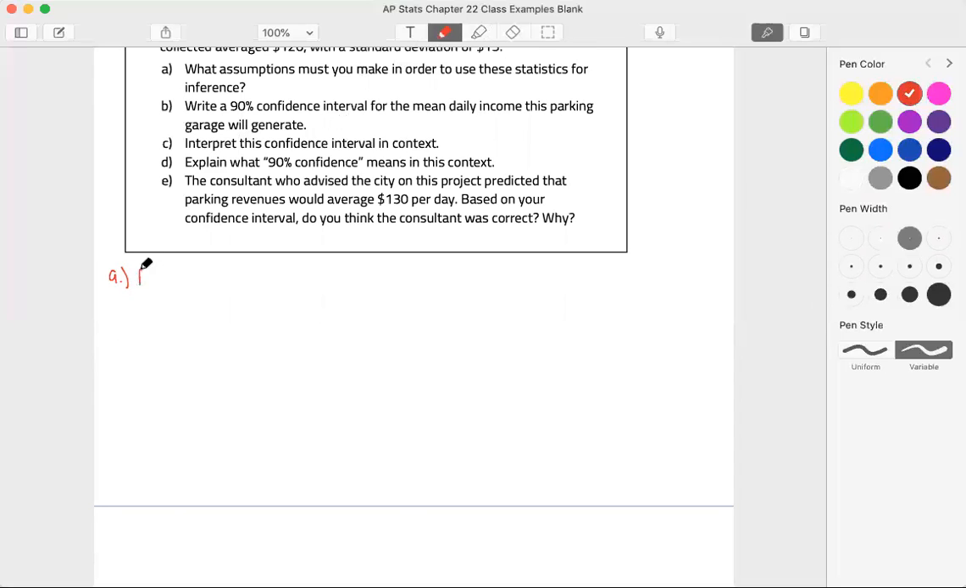The first thing we must have is random. The weekdays were not randomly selected, so we will assume that the weekdays in our sample were representative of all weekdays. The next condition is 10%. So 44 weekdays are less than 10% of all weekdays. And then our last condition we need to check is our nearly normal condition.